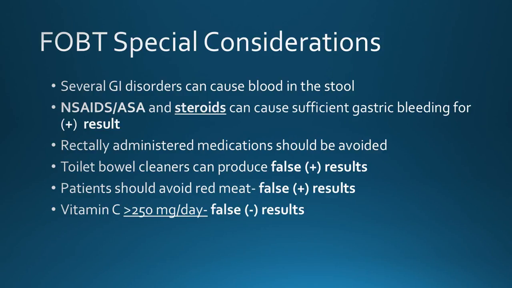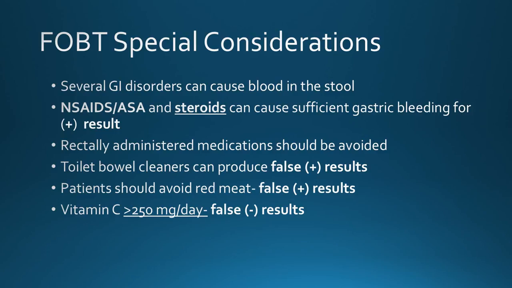NSAIDs, so your ibuprofen, your Aleve, and aspirin can cause enough gastric bleeding for a positive test result. Most pharmacists and most patients can sometimes think of that, but another drug that can cause enough gastric bleeding is steroids, and that's something that even pharmacists can kind of forget about, is that irritation that steroids cause to the GI tract and then cause a low-level gastric bleeding that may cause a false positive.